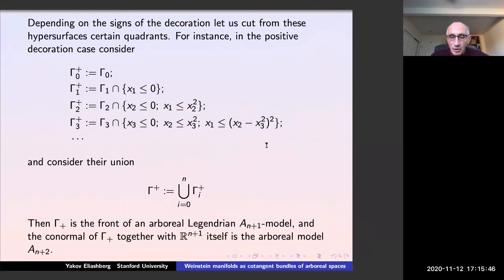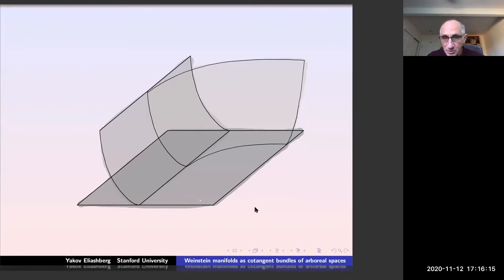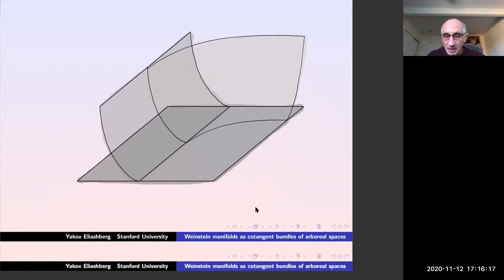And my arboreal model, this A_N model, the corresponding arboreal model, is just the conormal of the union of all these hypersurfaces. So it looks like this. For instance, if you take the conormal of this one, you take a three-dimensional space, take this front and its conormal, together in R^3, this is an A4 model corresponding to this positively decorated A4 graph.